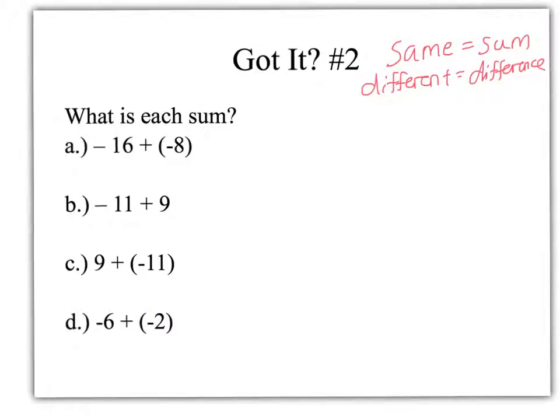Alright, got it, number 2. I threw this in there. This is what helps me. I know it's a little bit of a shortcut, but I think same, sum. They both start with S. Different and difference both start with D. I don't like to give you too many shortcuts. That's why I didn't tell you that at the beginning, because I want you to understand the whole absolute value thing, but once you get past that, if you can remember same, sum, different, difference, I think it'll help out.